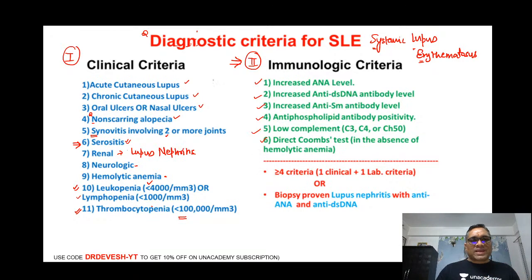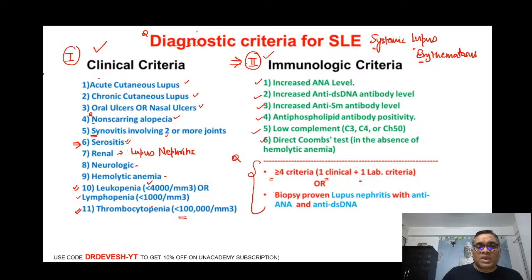So how are we going to diagnose SLE? For the diagnosis of the SLE, this point you have to remember. Four or more criteria should be present. And how are we going to choose that? One clinical and one lab criteria. So out of those four criteria, there should be a minimum of one clinical criterion and a minimum of one lab criterion present, right?